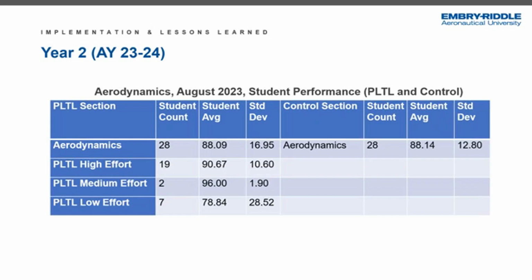And we did see. So here is an example of aerodynamics from August of 2023. It's interesting that overall, you'll see that for the experimental and the control sections, really the student average was almost identical. But as we looked into the efforts in the peer-led team learning, we do see that for those that put in a high effort or at least a medium, they did better than the student average, and much better than those with a low effort.